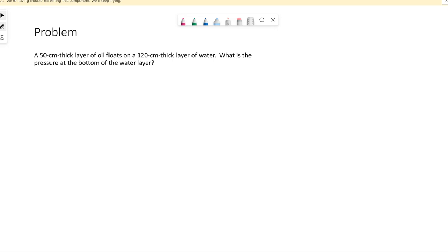All right, we have a problem here. A 50 centimeter thick layer of oil floats on a 120 centimeter thick layer of water. What is the pressure at the bottom of the water layer?